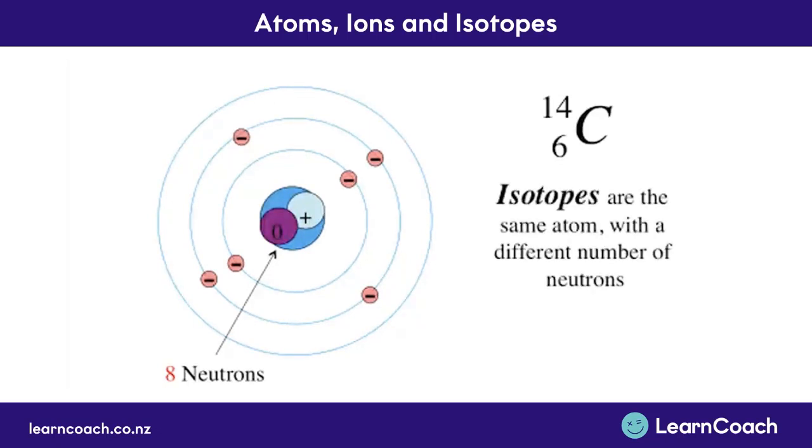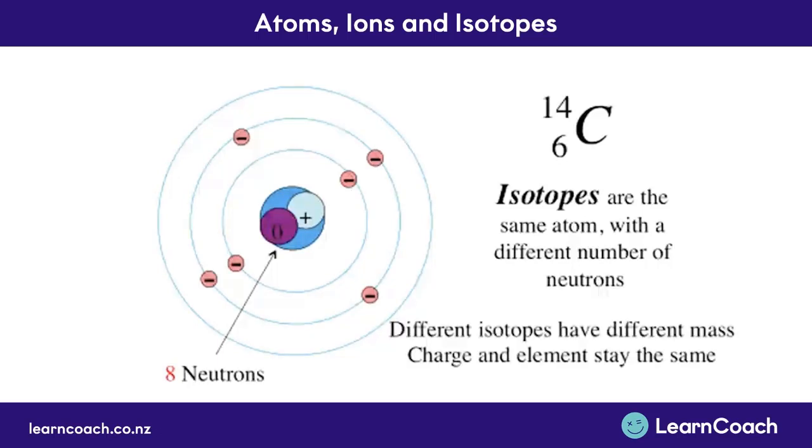Now, isotopes are the same atom with a different number of neutrons. In this case, carbon with 6 neutrons, carbon with 7 neutrons, then carbon with 8 neutrons are all isotopes of each other. Now, different isotopes have a different mass. That's because we've taken away or added in neutrons, which have mass. But the charge and the type of element stay exactly the same.